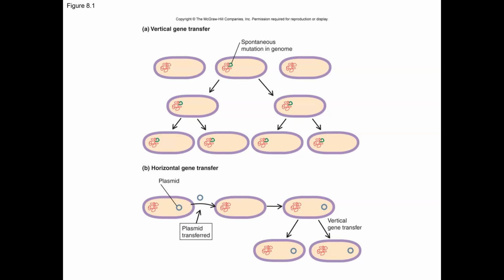Now, with horizontal gene transfer, take two unrelated cells. Say cell A's got, hey, I got this neat plasmid, you want it? Cell B says, sure. And then they transfer plasmids. But when this happens, this guy acquired new DNA. So that's technically a mutation, right? It sure is.